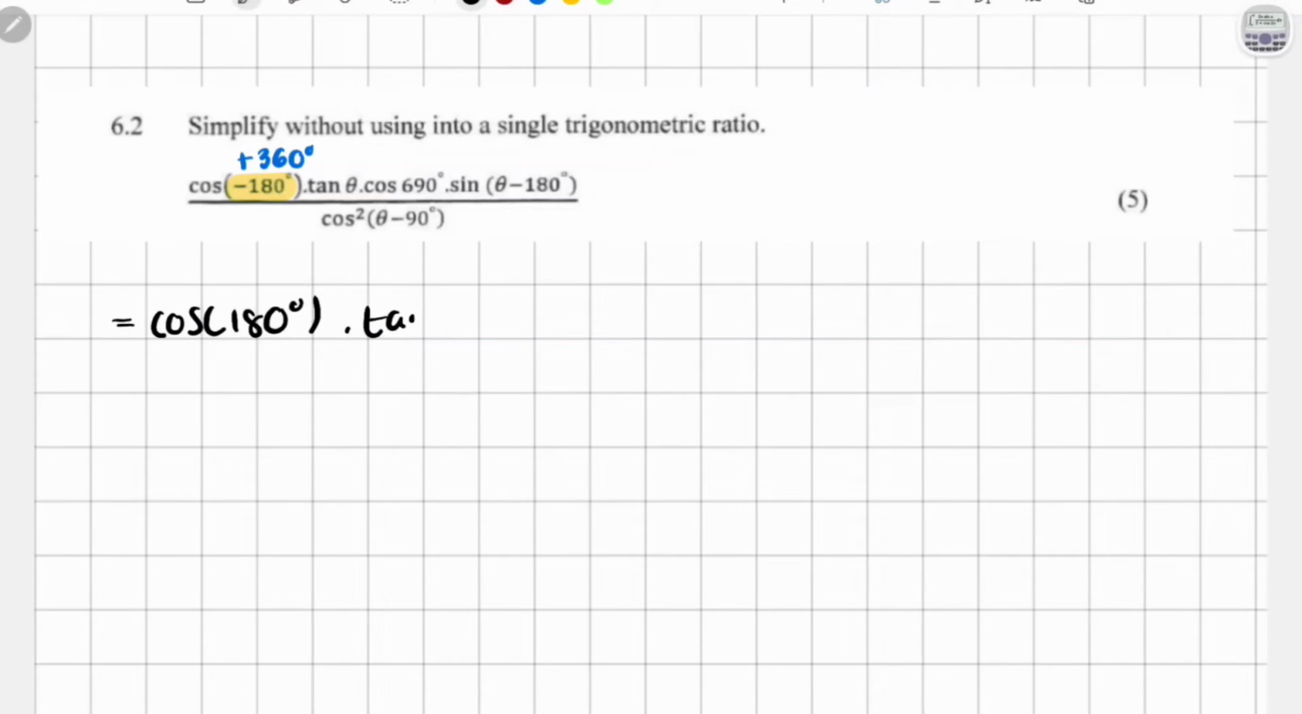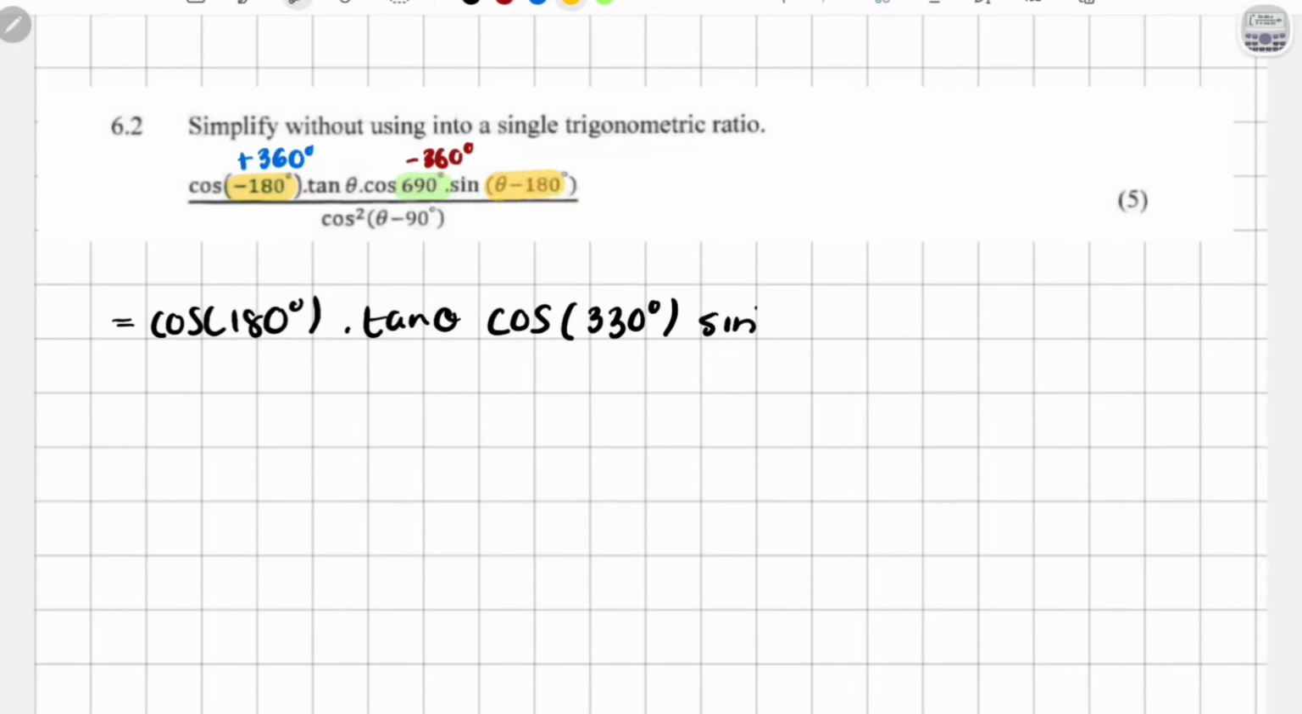Then we have times tan of theta. And then we have cos 690 degrees, which is another angle that you need to look at. You see, this is an angle that is over 360 degrees. Now you do the opposite. When the angle is over 360 degrees, what you do is subtract 360 degrees from it. And then what is 690 minus 360? That's going to give you 330 degrees. Okay, then we continue. Here we have sine of, now do you see, look at this. This is not 180 minus theta. This is theta minus 180.